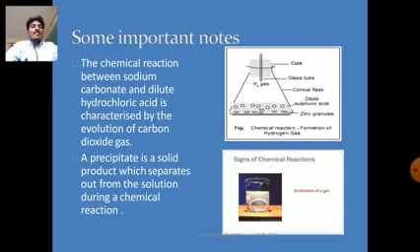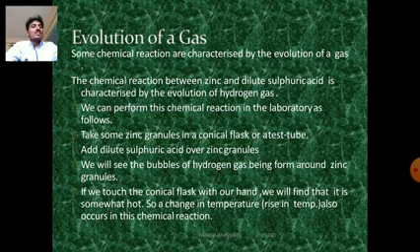A precipitate is a solid product which separates out from the solution during a chemical reaction. Next one is the evolution of a gas. Some chemical reactions are characterized by the evolution of a gas. The chemical reaction between zinc and dilute sulfuric acid is characterized by the evolution of hydrogen gas.